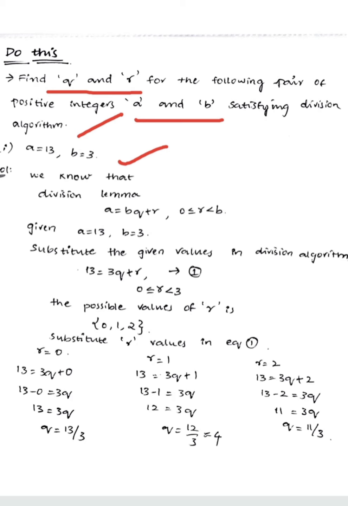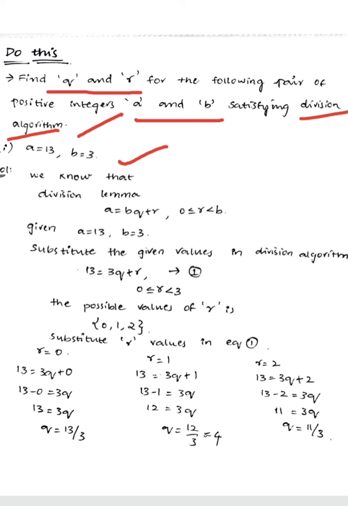Now always remember, when you start solving any question or any problem in maths, first you need to know what is the given data and what you need to find, the objective, what is the solution. Then next, how you can find that solution. You need to keep these three things in mind before solving a question. Here the given values are a equal to 13 and b equal to 3. What we need to find? We need to find the values of q and r. And how can we find the values of q and r? Using the division algorithm. So always be clear about these three things.